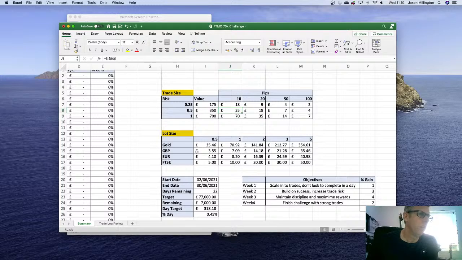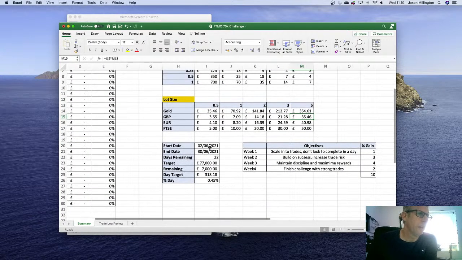So if we look at British pound, if I'm looking to trade one lot, that's equivalent to £7. So if I wanted to have a 20 pip stop loss on trading GBP at 0.5%, I'll be wanting to have 5 lots. Fairly straightforward to work out.